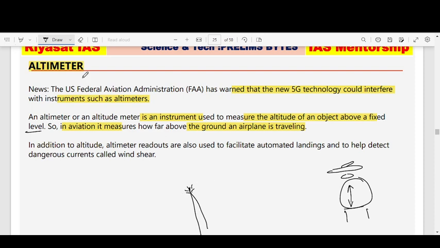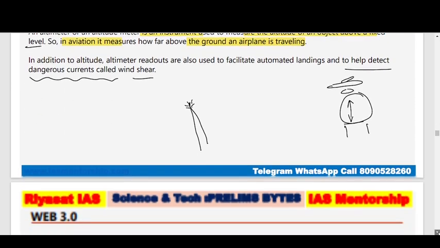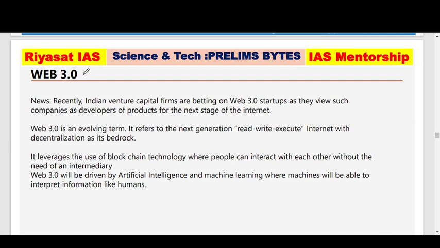That is why this instrument is in the news and prelims can ask that altimeter, sometimes in the news, is used to measure what? Your heat, your cold, your height or your depth. So the answer will be height. Clear? Also it is used to detect dangerous currents called wind shear. Okay, moving on to the next topic. As I already told you, Web 3.0. This is a very important topic you need to know.